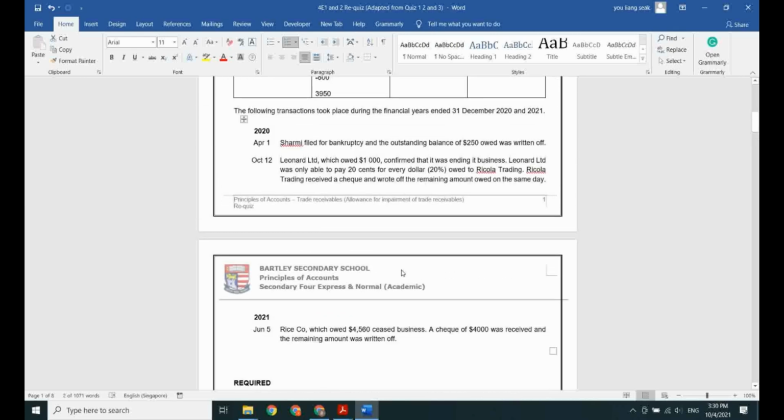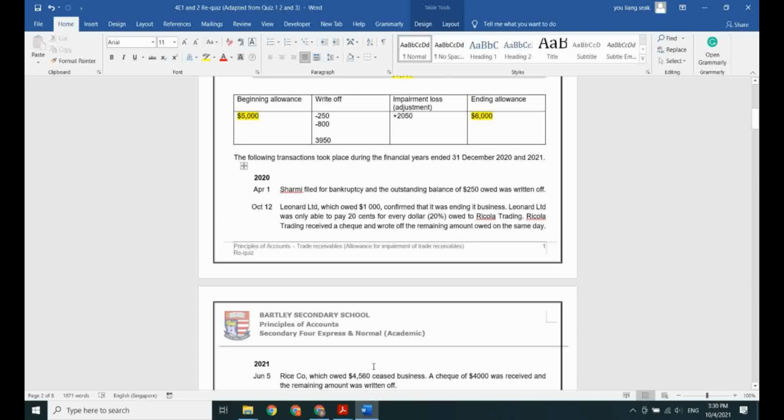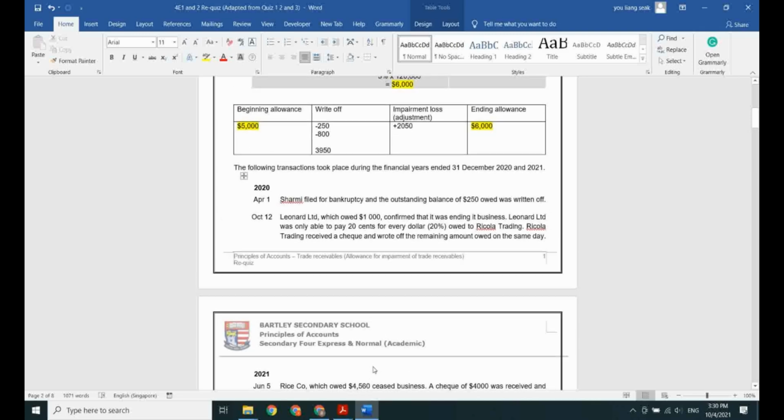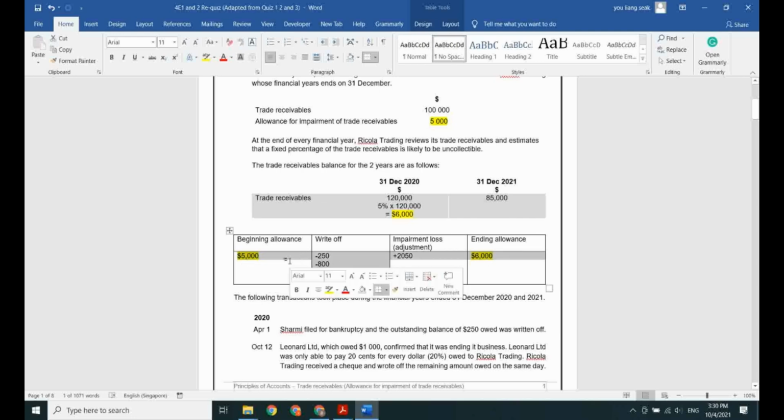So let's see what happened in 2021. This event is on 5th of June 2021. You know that Rice Co., one of the customers, actually ceased business. However, the business managed to receive $4,000 from the customer, and the remaining was written off, which means we are not going to receive the $560, right? So in this case, we need to write off this $560. So let's update the information over here.